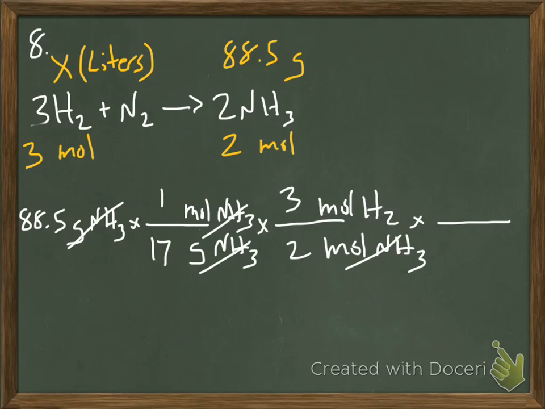And then finally, we're going to go to liters of hydrogen. At the bottom, we have moles of hydrogen. So this one we know. Anytime you go from moles to liters, it's always 1 mole is 22.4 liters. Always. So to get the answer, you do 88.5 divided by 17 times 3 divided by 2 times 22.4. And you will get your answer in liters of hydrogen. Looks like I didn't draw my arrows. I'll do it real quick, just to be consistent.